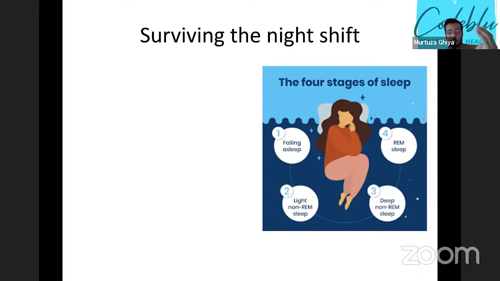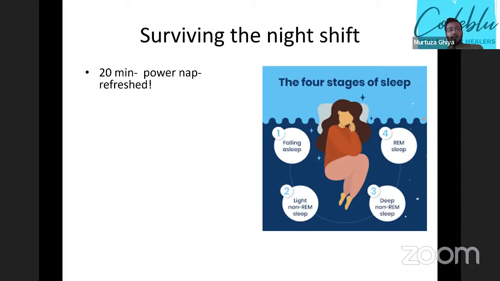Now, question is, should you sleep in the night shift? The ideal answer is no, not at all. But then there are times, sometimes in the night shift, you're just simply exhausted and you can't stay up, or you're just feeling sick. Best thing to do on that night shift is to get what's called the power nap.